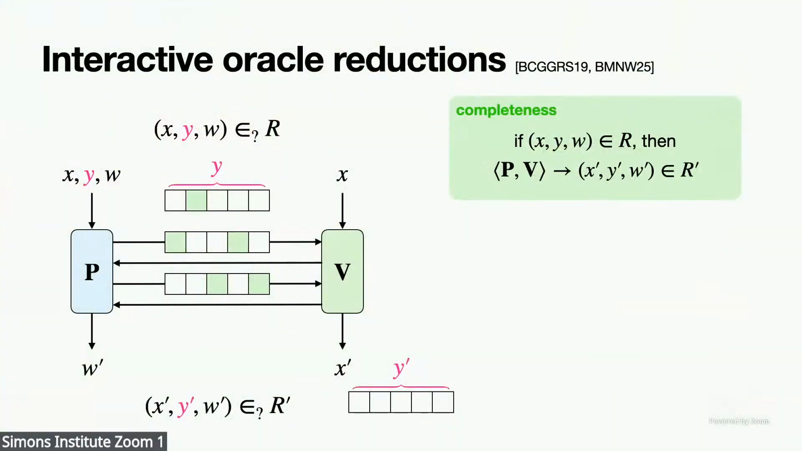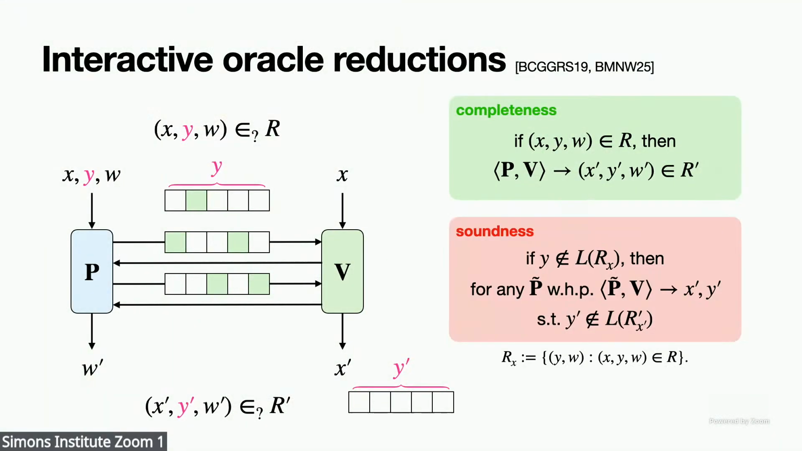Okay. So completeness is basically the same. I'm just adding these y's here. And for soundness, we could define it like this. First of all, I'm defining this parameterized relation. This relation is just parameterized by x.